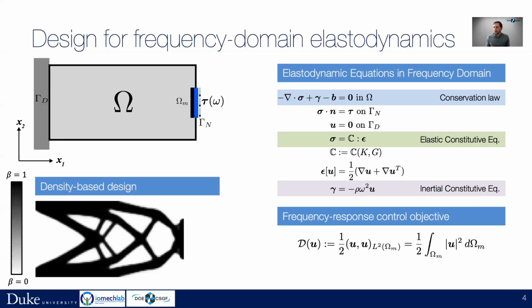And we'll parameterize designs using a density-based formulation, where we have a design variable that varies between 0 and 1 everywhere to indicate either void or solid material. And we'll use standard penalization models as well as filtering operations to encourage convergence to 0-1 designs, as well as to impose length scale characteristics and avoid mesh dependency in the solution field.